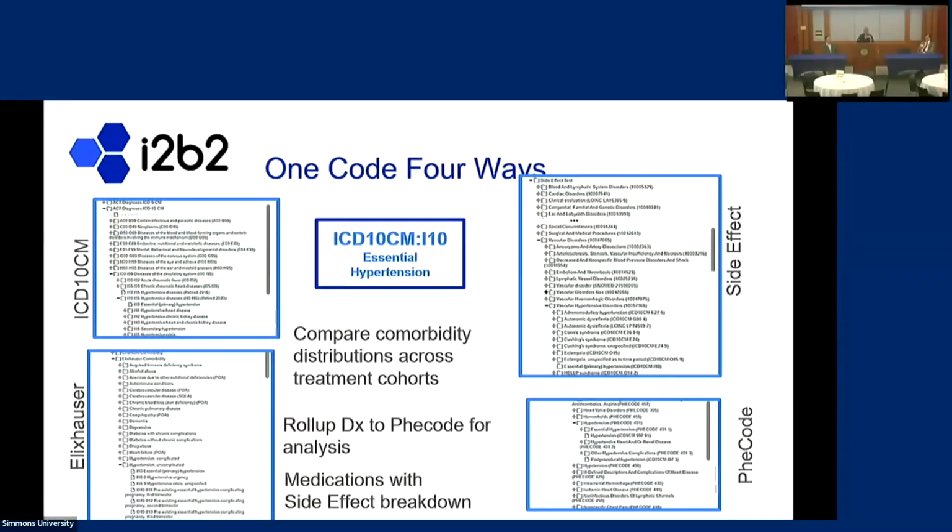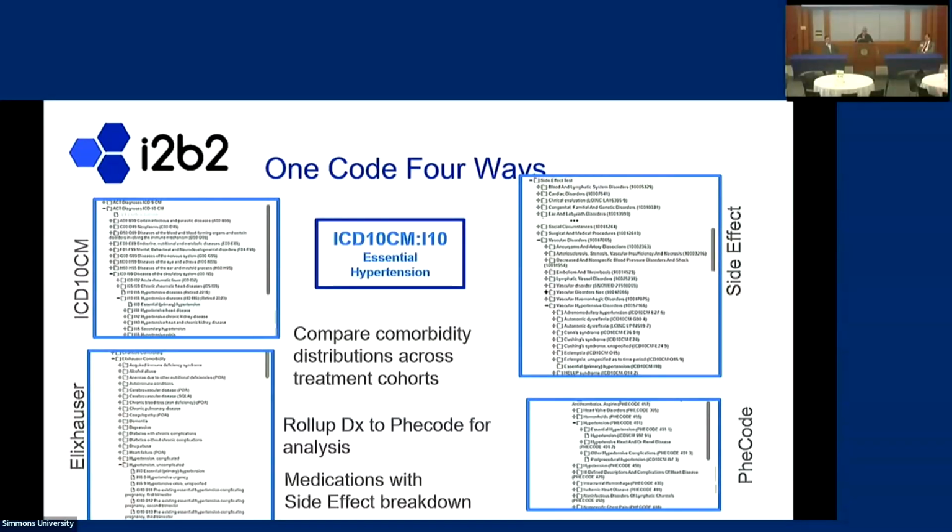And I10 is underneath one of the fee codes, I think 401 or something of that nature. And then lastly, at Pitt, we're working on a side effect ontology where we're trying to link MedDRA side effects to EHR data. So that would be another example of how you could get at that same ICD-10 code from multiple different angles.